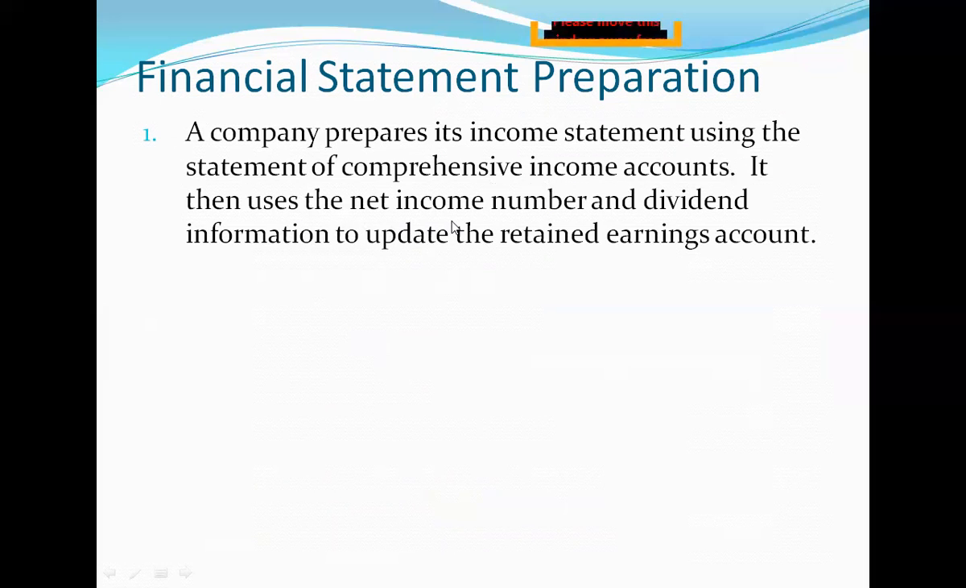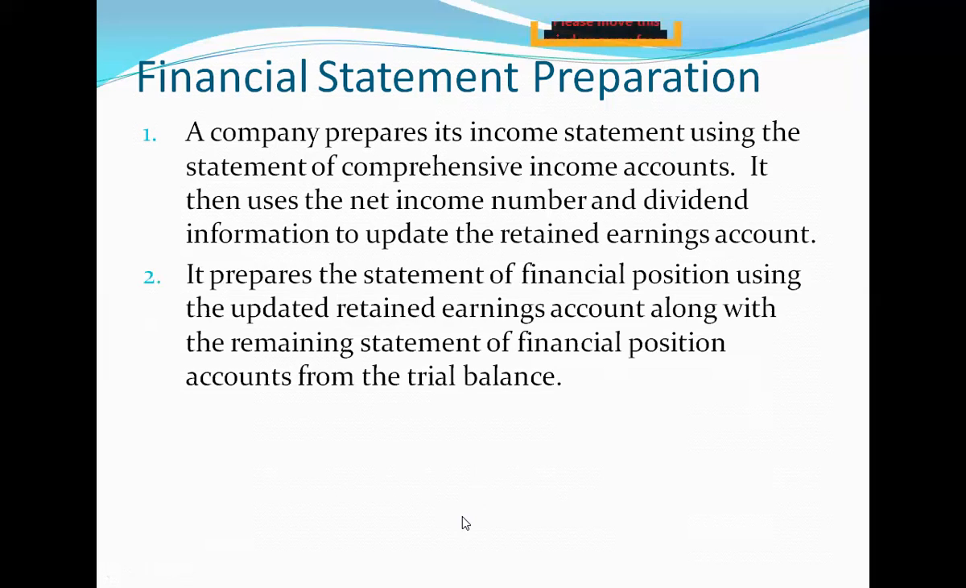It then uses the net income number and dividend information to update the retained earnings account. Because, as I have said, the retained earnings is affected by the net income. So the retained earnings will increase if there is a net income. The retained earnings will decrease if there is a net loss. Second, it prepares the statement of financial position using the updated retained earnings account along with the remaining statement of financial position accounts from the trial balance.